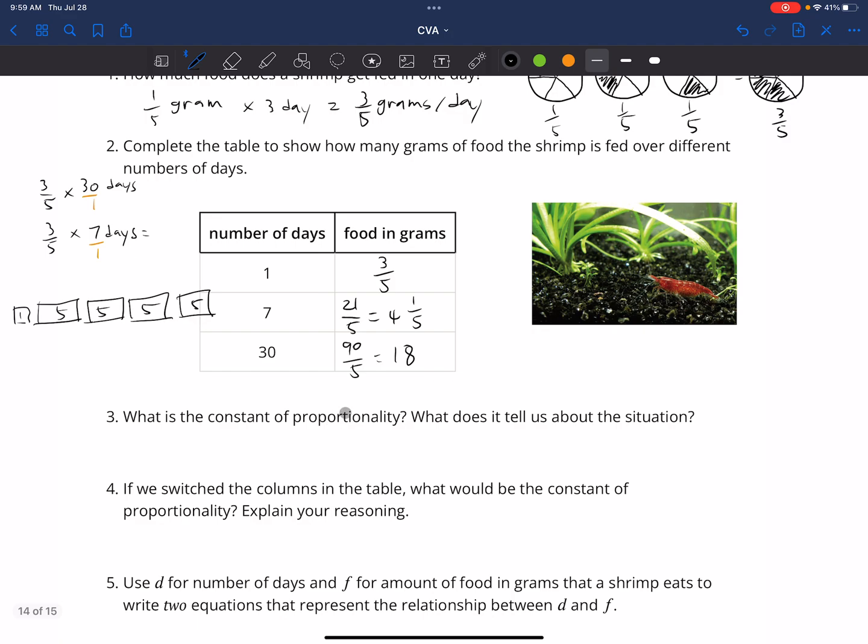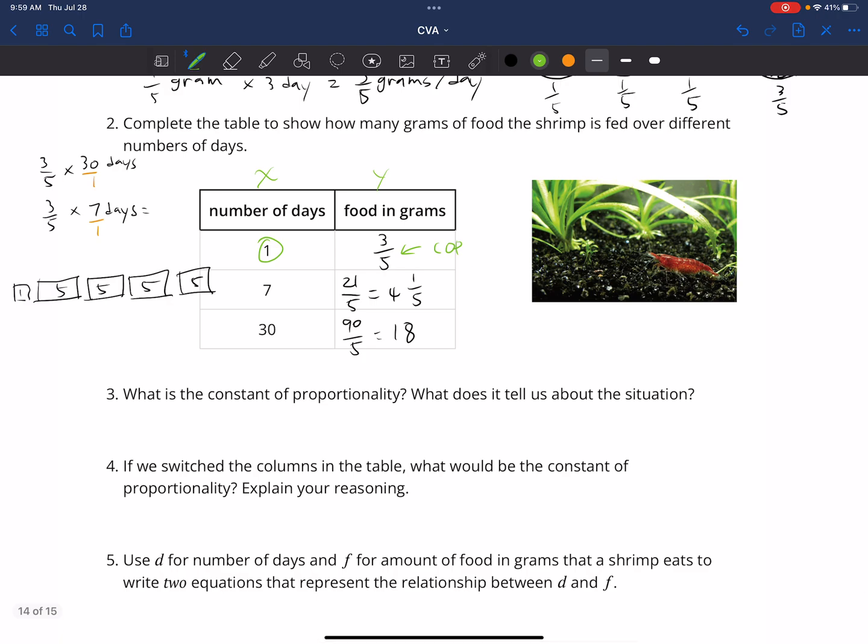All right, so what is the constant of proportionality? What am I multiplying each time? I want you to know there's a secret to finding the constant of proportionality. When x is 1, that is the constant of proportionality. That's the COP, and that's actually kind of crazy. So what does it tell us about the situation?